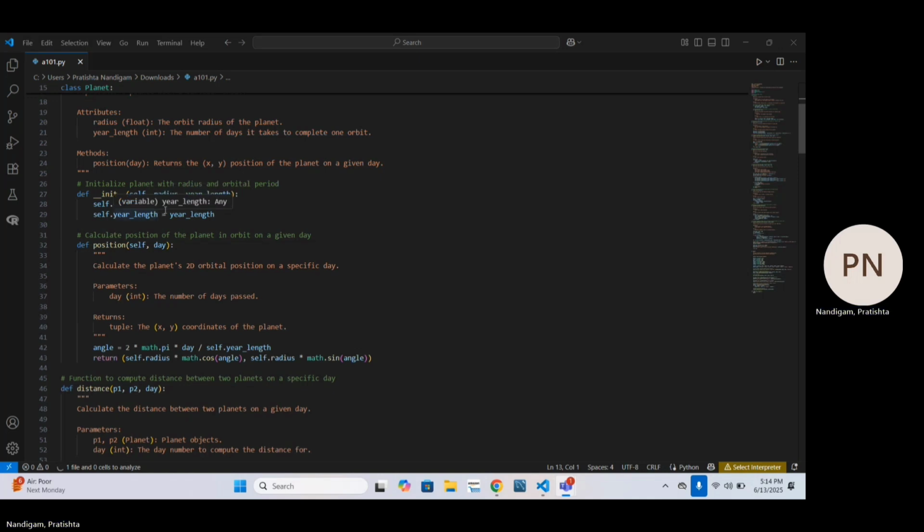So, I first created a planet class that takes in two attributes, radius and year length. The radius defines how far the planet orbits from the Sun, and year length is the number of days it takes for one full revolution.